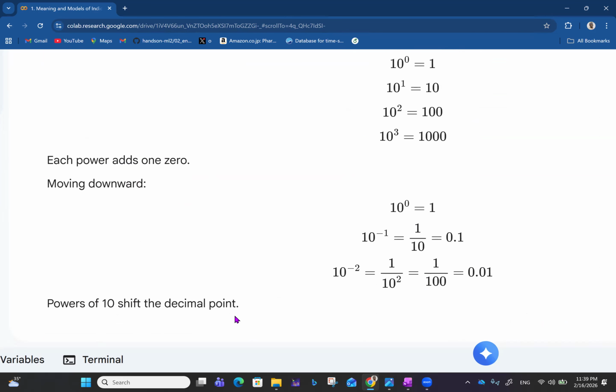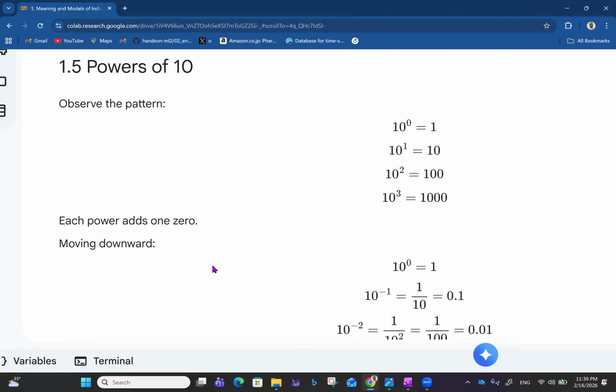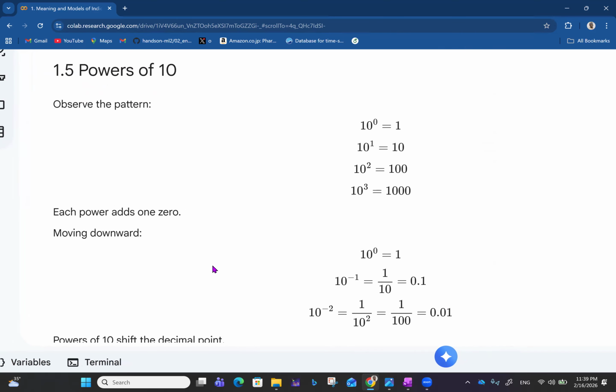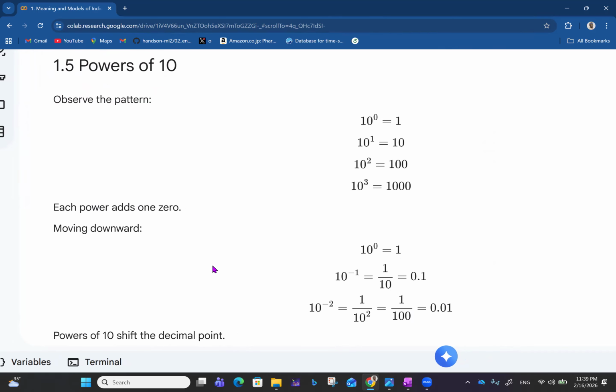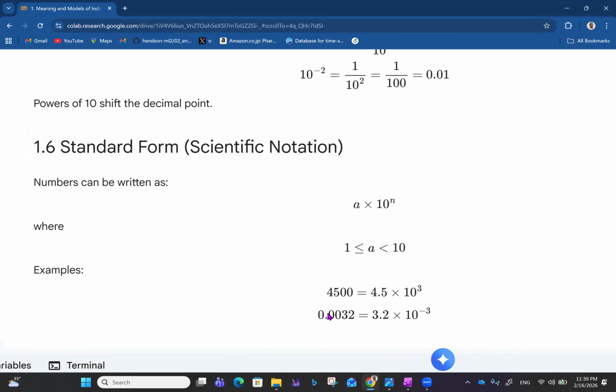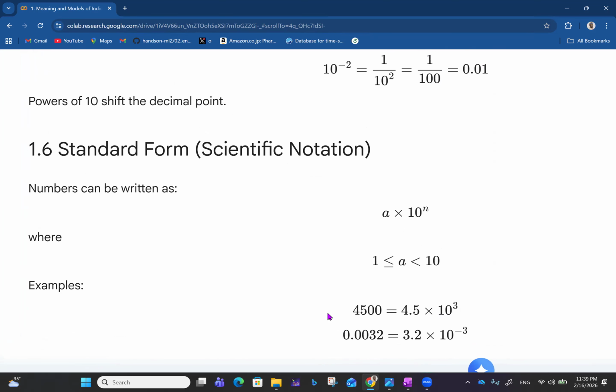So powers of 10 shift the decimal point. If you have positive powers of 10, they add zeros. If you have negative powers of 10, they shift the decimal point to the left. Let's go on, and we'll see a practical application of this when we talk about standard form, or what we call scientific notation.